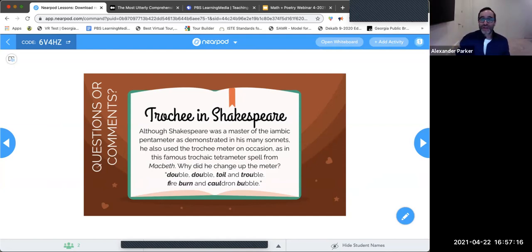Yeah, so there are alternatives to iambic pentameter, and trochee is one of them. And once again, we have our old friends, stressed and unstressed. And as it says here, although Shakespeare was a master of the iambic pentameter as demonstrated in his sonnets, he also used trochee meter on occasion. And in this, as you quite rightly point out, trochaic tetrameter spell from Macbeth, the question is, why did he change up the meter? So the famous line is "Double, double toil and trouble, fire burn and cauldron bubble." So the question of why he changed up the meter, I'll tell you this, there are a number of interpretations.